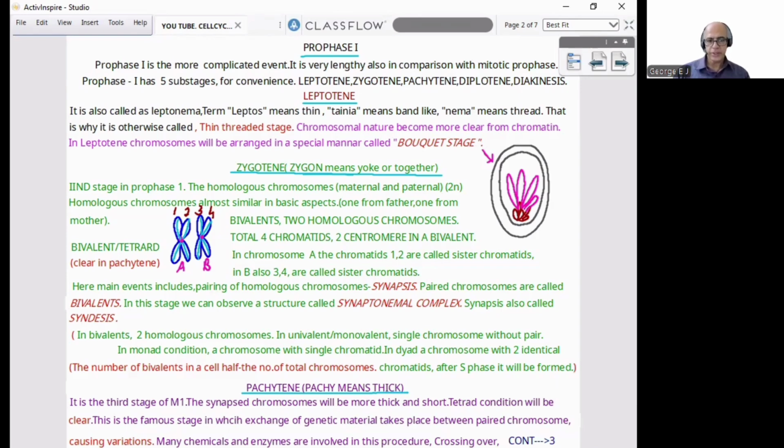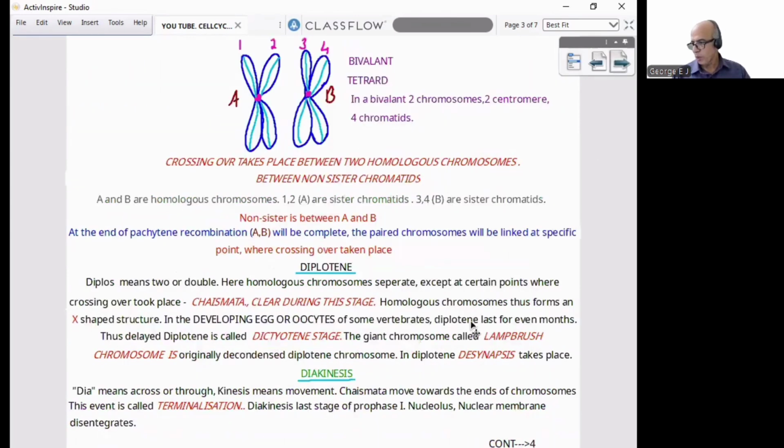Otherwise called syndesis. Then we entered into pachytene, thick. That is the meaning of the term pachytene. And this is the area where tetrad condition will be visibly very clear. Then causing variation through an event called crossing over that takes place between homologous chromosomes' non-sister chromatids. We explained sister and non-sister, homologous and non-homologous. Crossing over takes place between homologous chromosome non-sister chromatids.